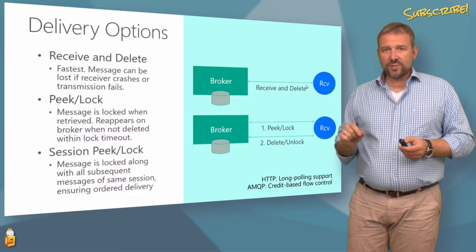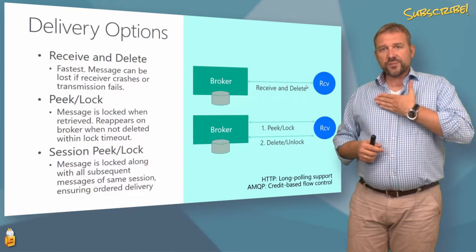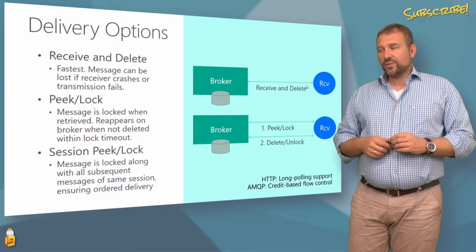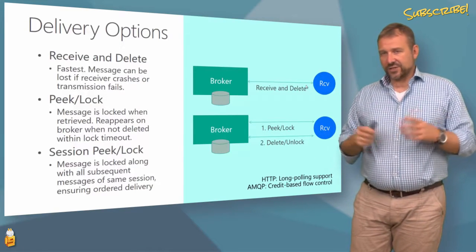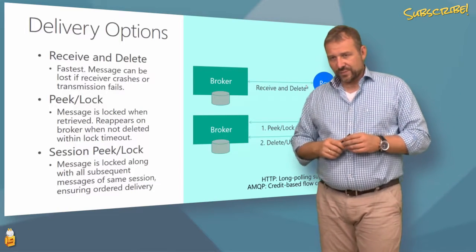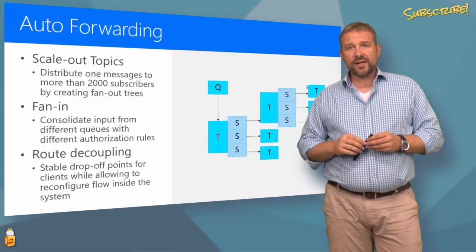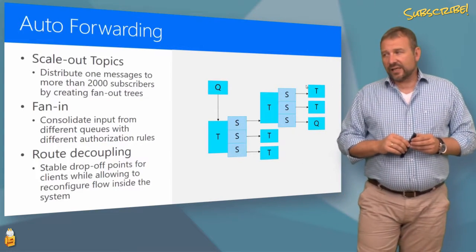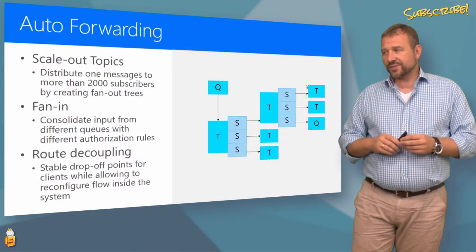And then there's a session model for this, which is similar to peek lock, except that all the subsequent messages that have the same session ID also get locked alongside it, which gives you strict order guarantees that we enable by sessions. That's a special feature that we have in Service Bus. Back to the forwarding capability that I mentioned in queues. The forwarding capability allows you to create compositions of queues and topics.